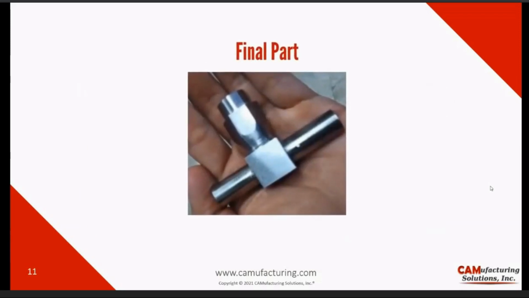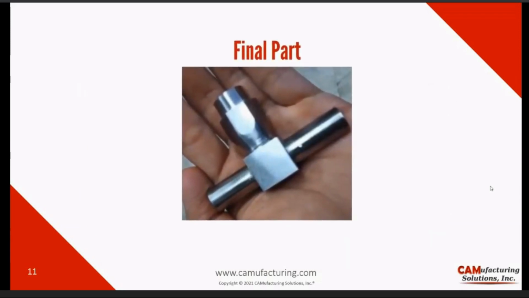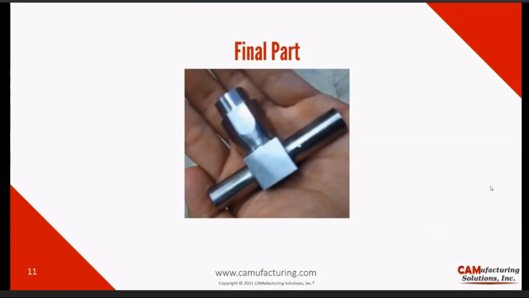And this is actually the final part that was manufactured using the different stages of the hybrid manufacturing process: the machining, the additive, and finally the machining again.